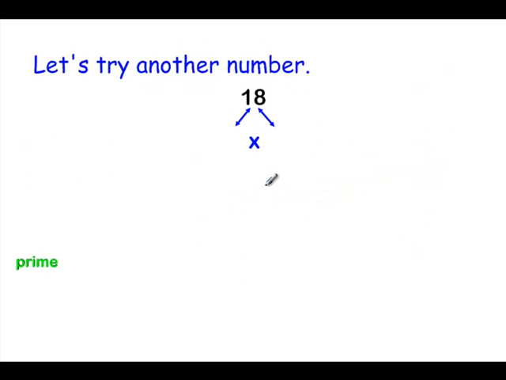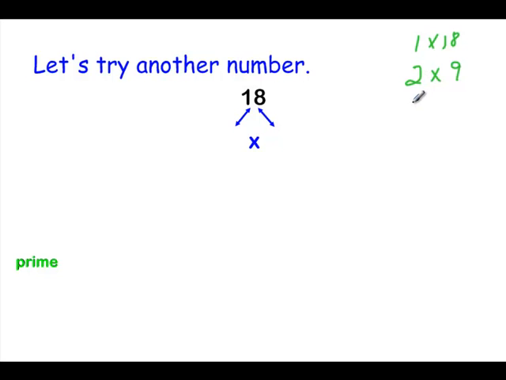Let's try another number. Let's do 18. I know that 1 times 18 equals 18. I'm just using work over here on the side. Remember, I like to go to the next number. Does 2 times something equal 18? Yes, that's correct. 2 times 9.